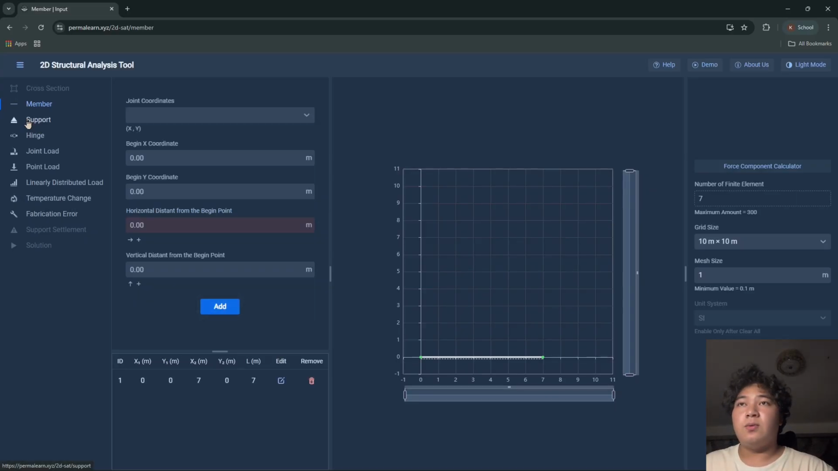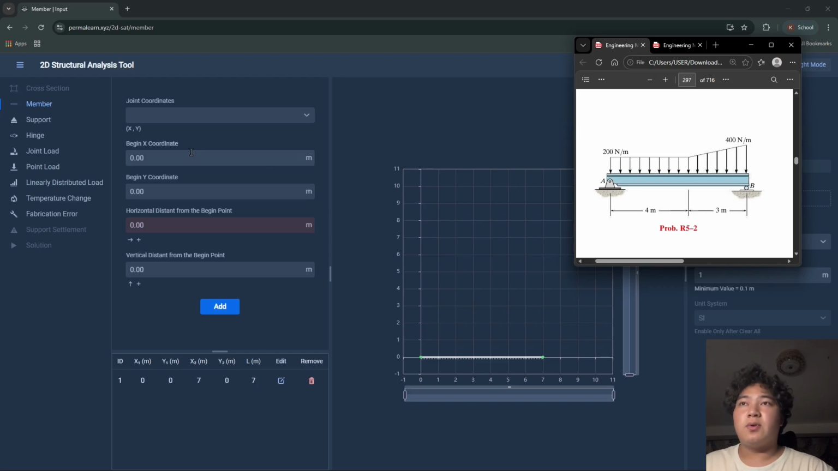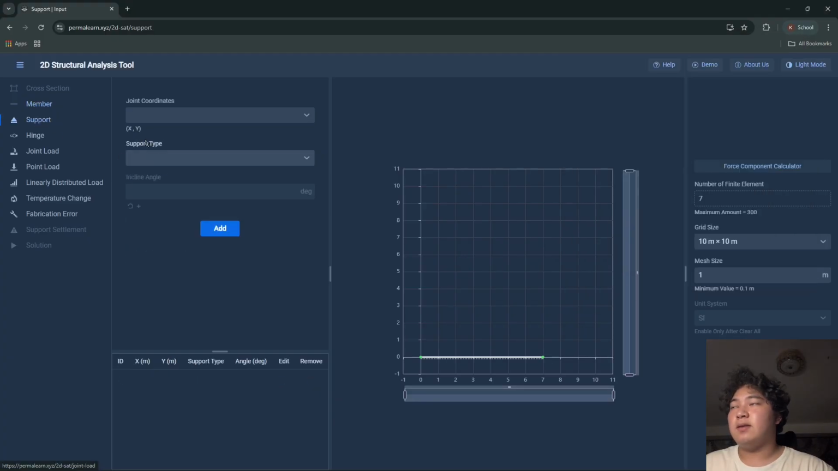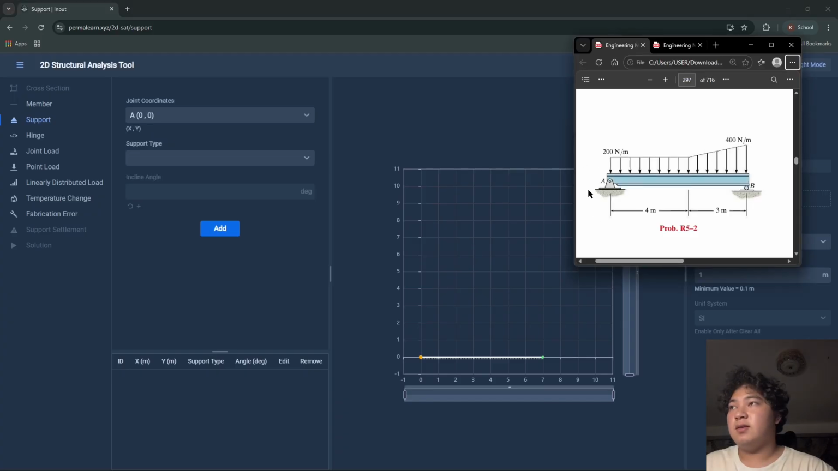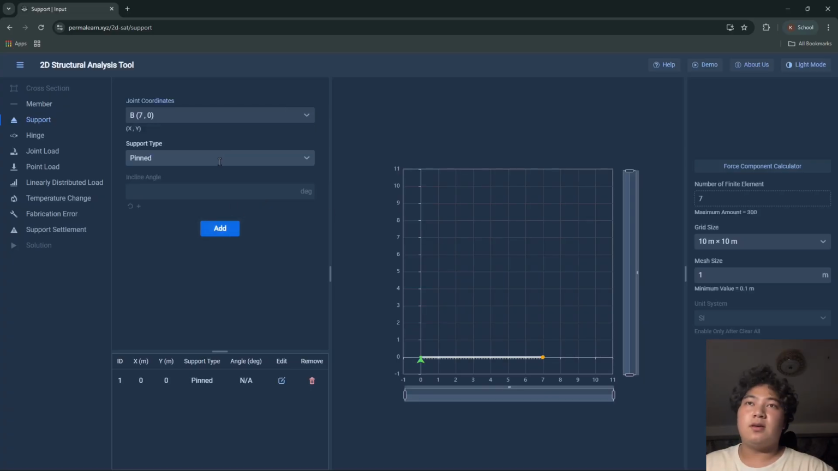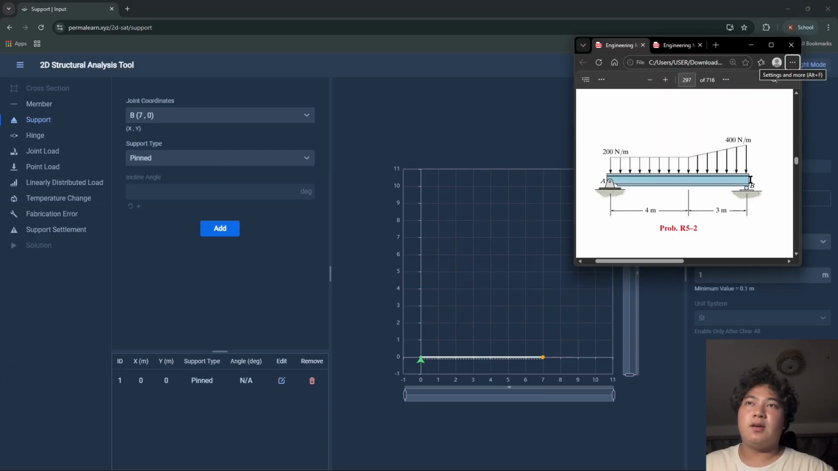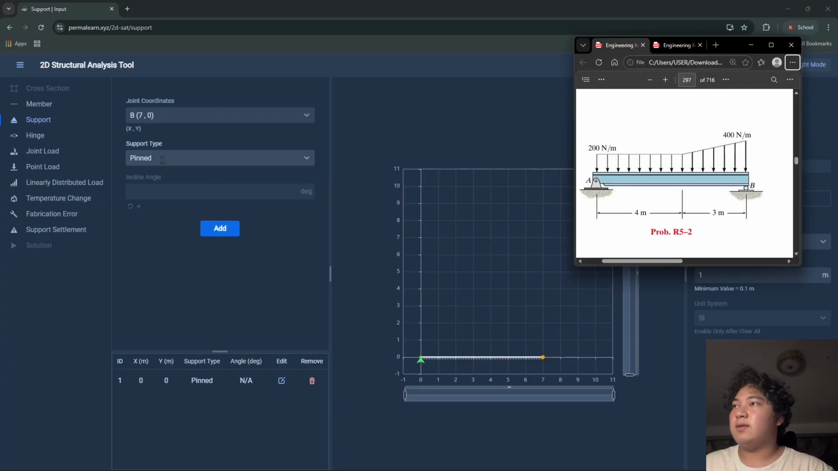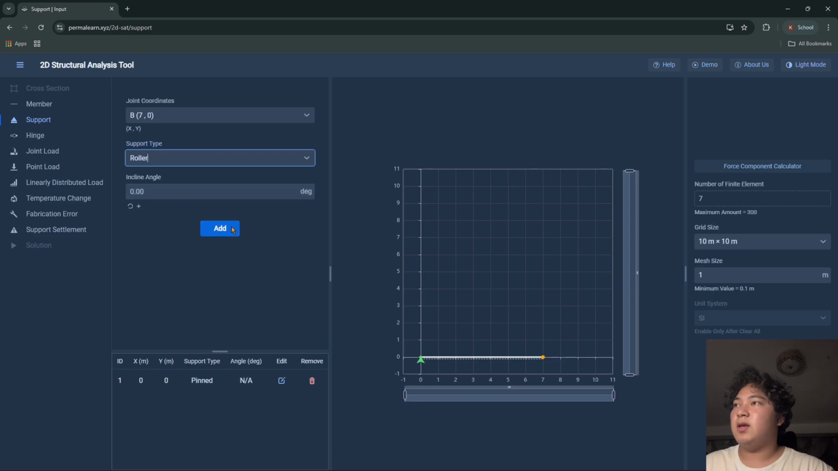Now you look at the support. Since there are two supports here, a pin and a roller, you can simply add the support here. At 0, 0 at point A, you have a pin support. You can find there are 3 different supports here. So you put pin support, and then you simply add it. Now you go to B, which you can see here is a roller support. For roller support, you just have to change it to roller, and make sure you put point B, and now you have it, pin and roller.